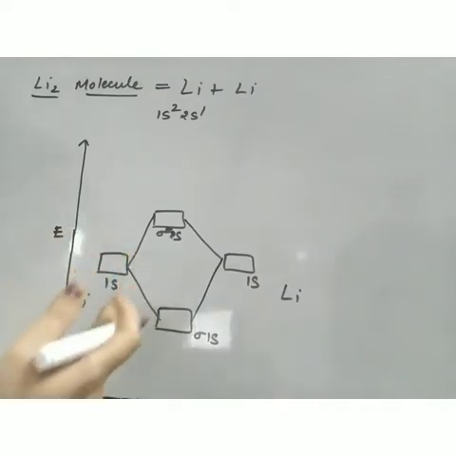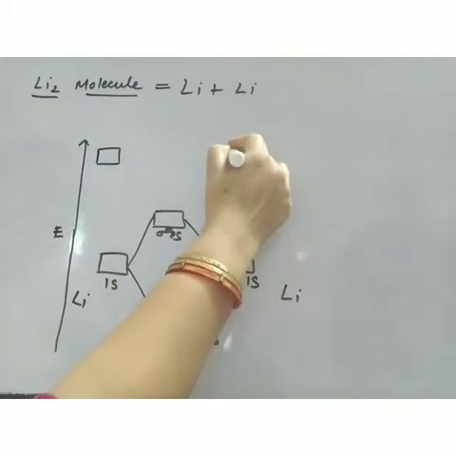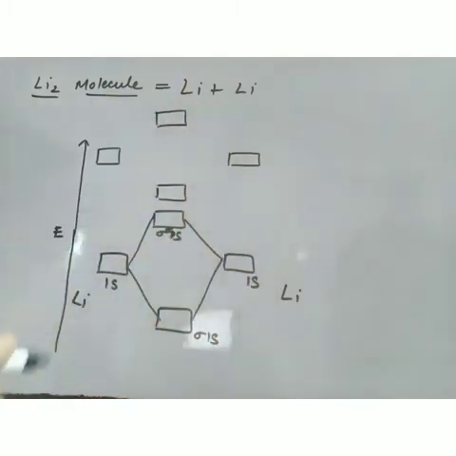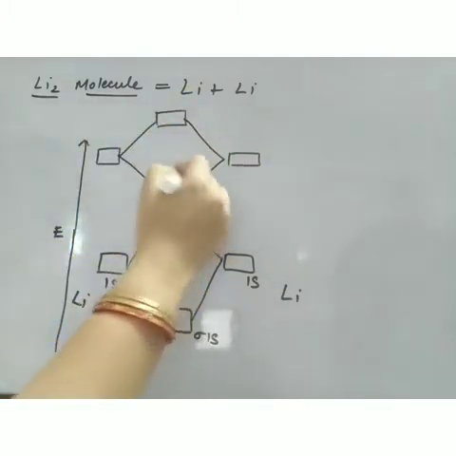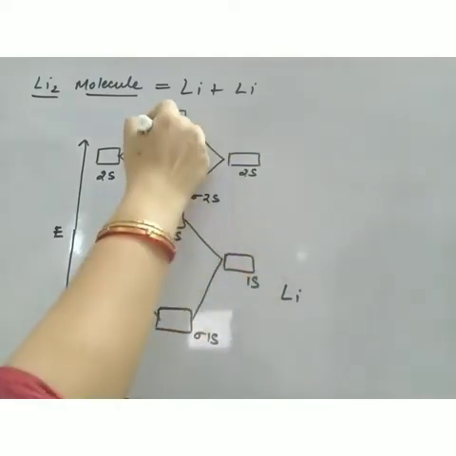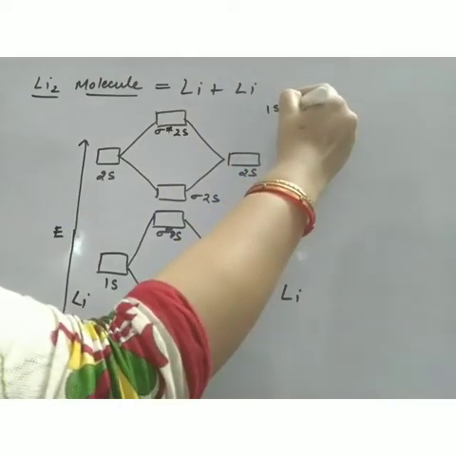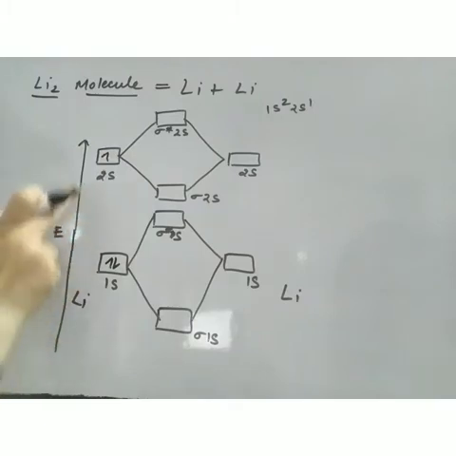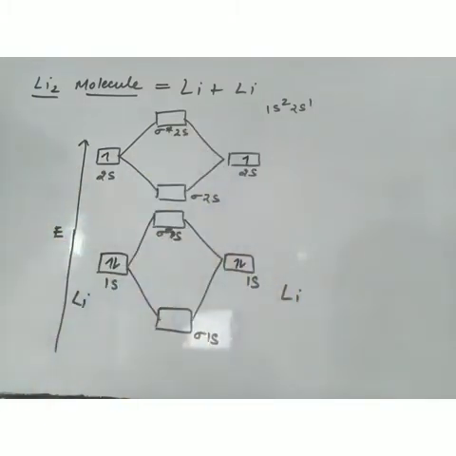Likewise we can make it for 2s also. Follow symmetry rules while making the diagram. This is 2s, this is 2s, this is sigma 2s and this is sigma star 2s. Now the configuration is 1s2 2s1: 1s2 2s1 for the first lithium atom, and the same for the second lithium atom.